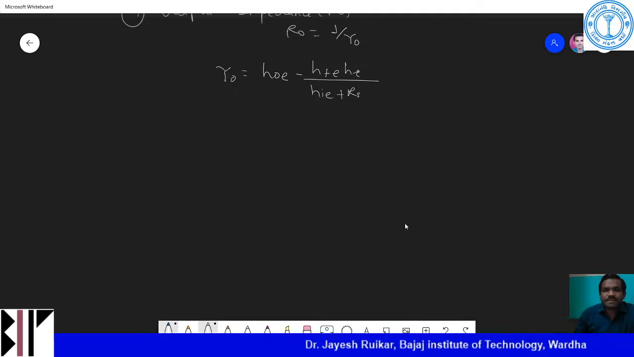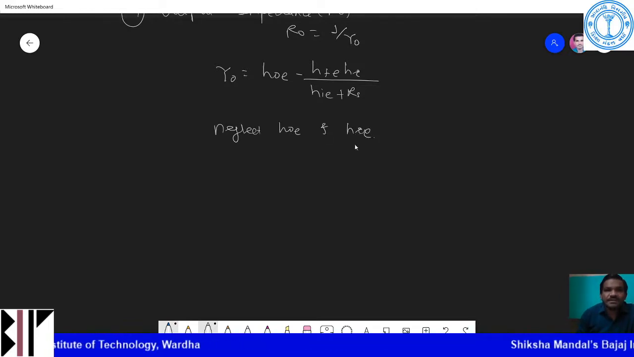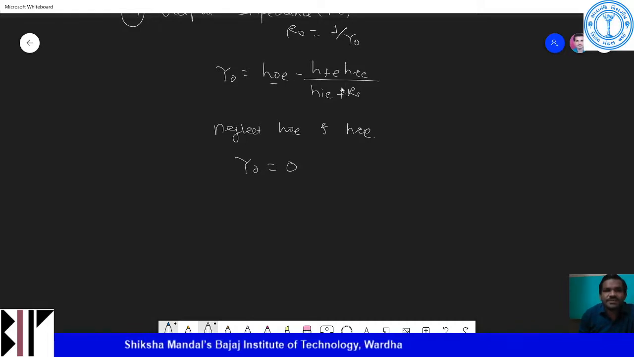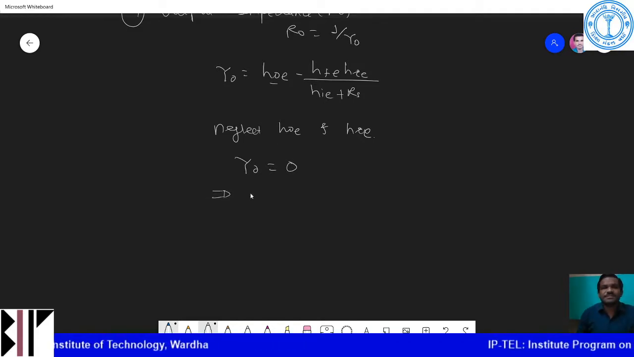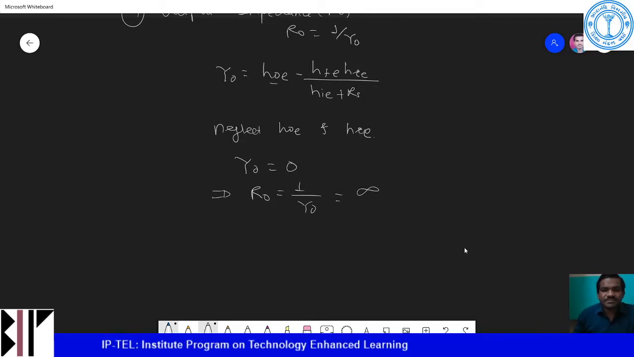So here we will neglect the terms HOE and HRE. If we neglect these terms, then your YO becomes 0, because HOE and HRE are 0. So your output admittance is 0, and this implies your output impedance RO, which is 1 by YO, is equal to infinite.